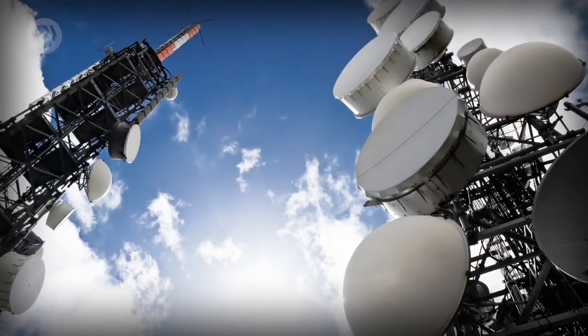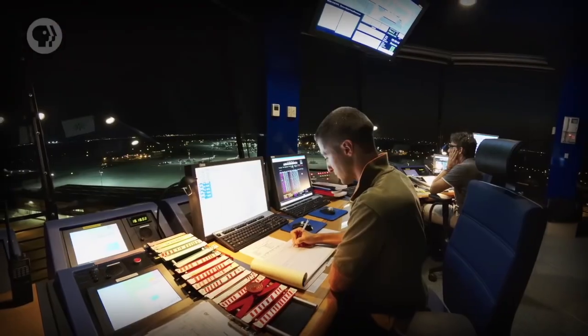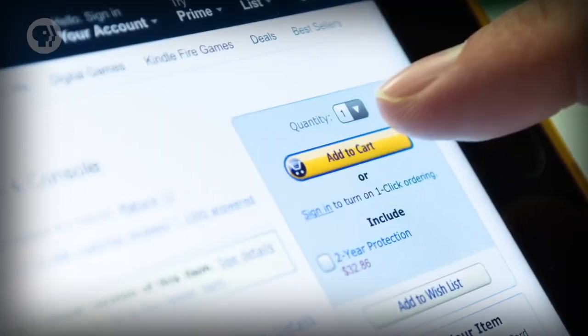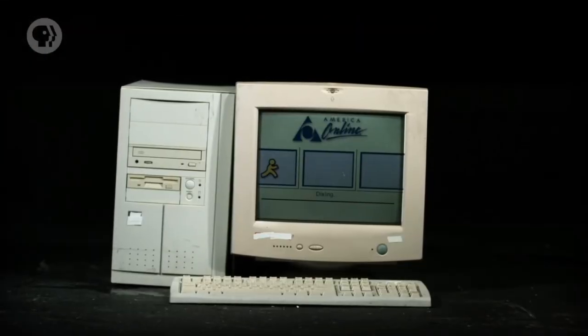So, computers really have allowed us to do some pretty amazing things. Think global telecommunications, international commerce, global transportation, breakthroughs in medicine, distributed education, online shopping, online dating, and just the internet in general.